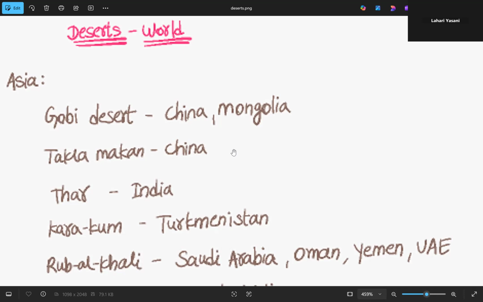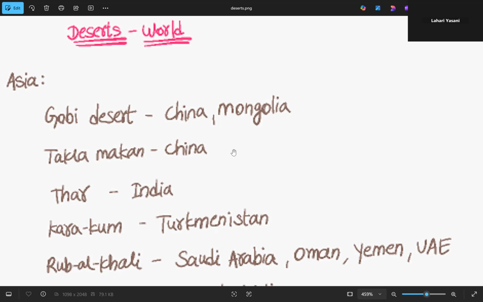What is the largest hot desert? That is Sahara Desert, it is in Africa. This is the largest hot desert and also the third largest desert in the world. So these are some important facts that need to be remembered. The largest desert is Antarctica Desert, which is also the largest polar desert, and the largest hot desert is Sahara Desert. These are the superlatives related to the deserts.